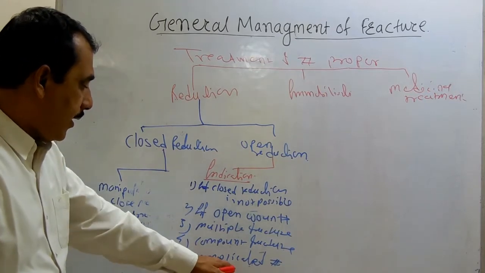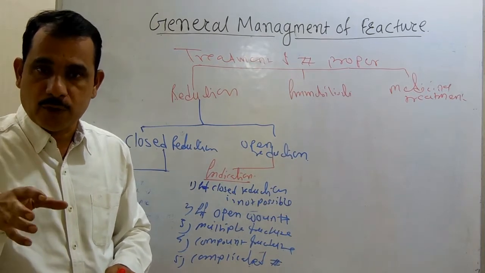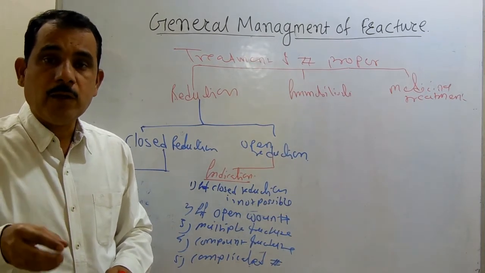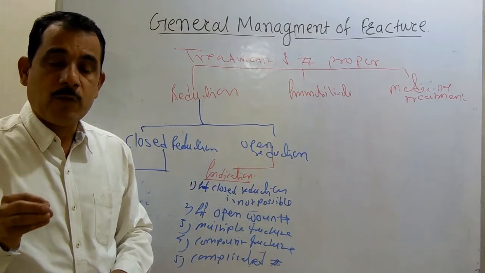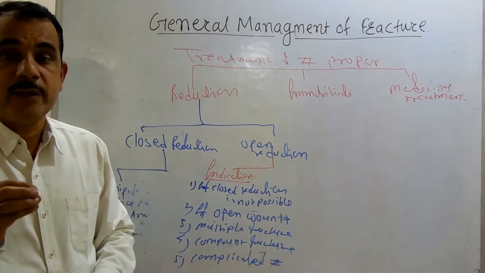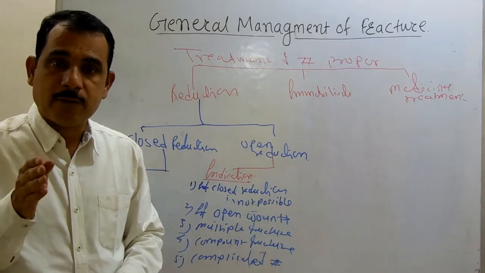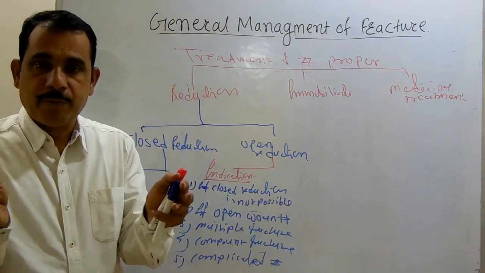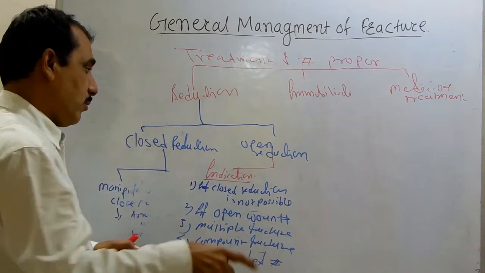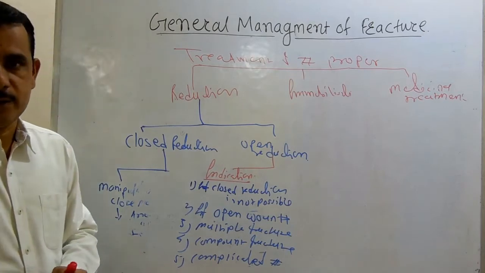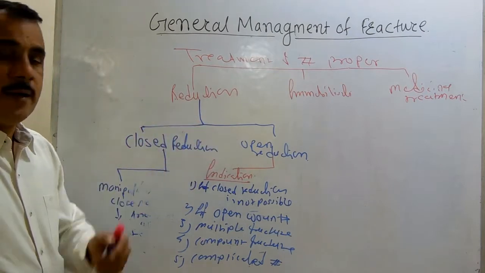And the last indication is a complicated fracture. If the fracture is complicated, either along with injury to the nerve, injury to the vessels, or injury to the surrounding tissue, particularly muscles and ligaments, we must repair these damaged structures. To repair them, we have to make an approach to them, and for that we must open the site of the fracture, and in these cases we carry out open reduction. So these all are the indications of open reduction.